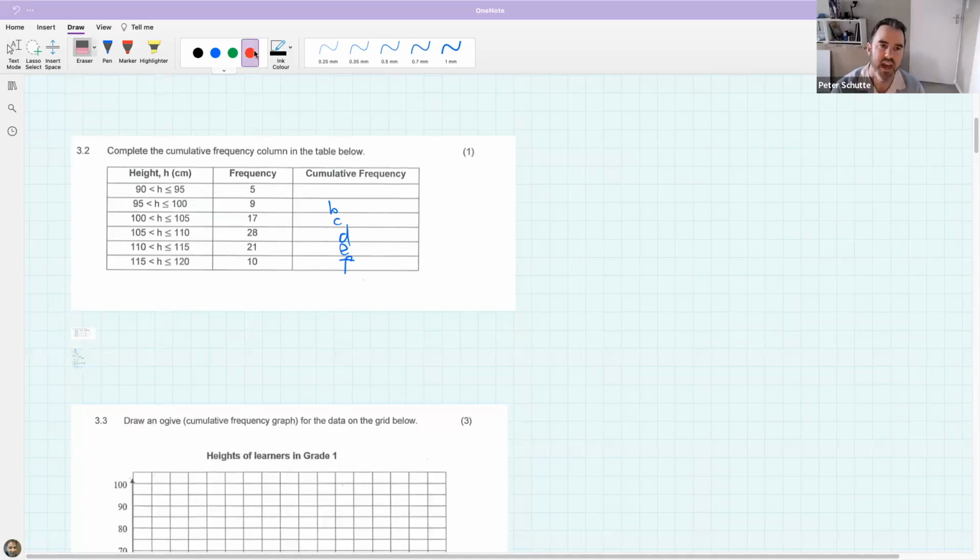So I think A is going to be 5 because the first interval only has 5 items in it. Yes.